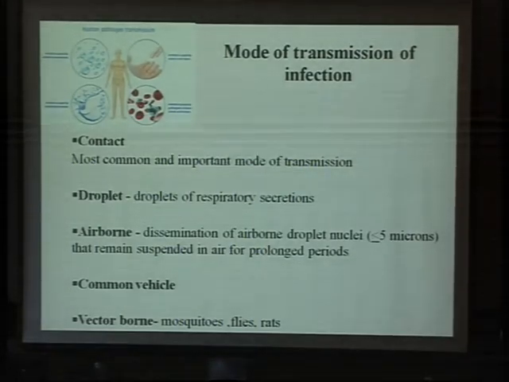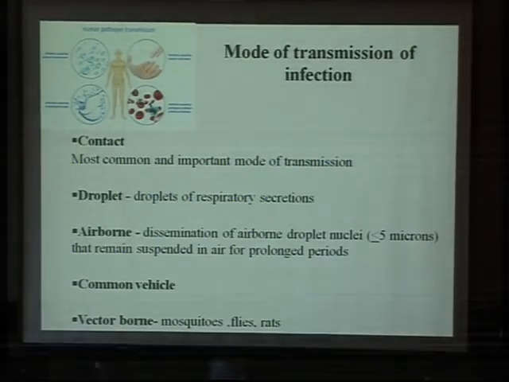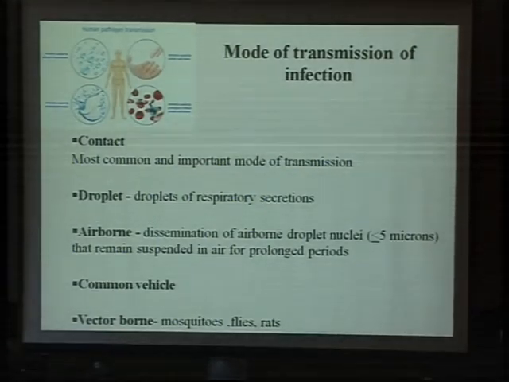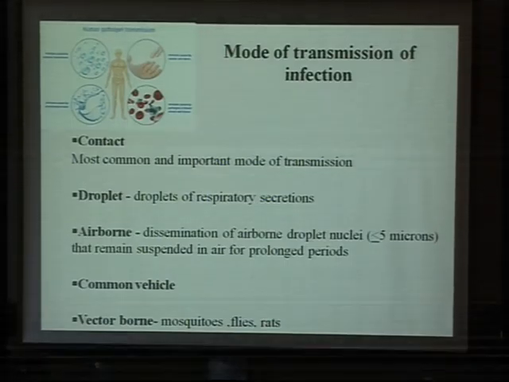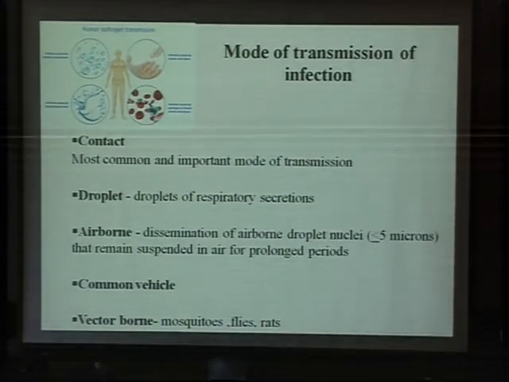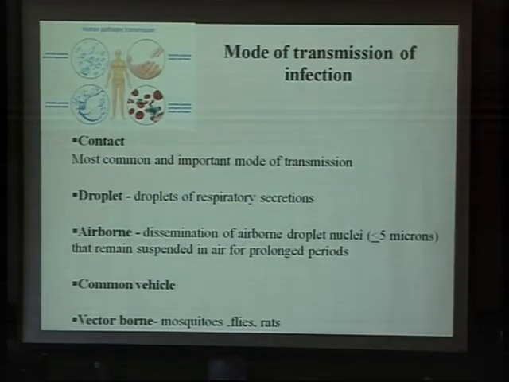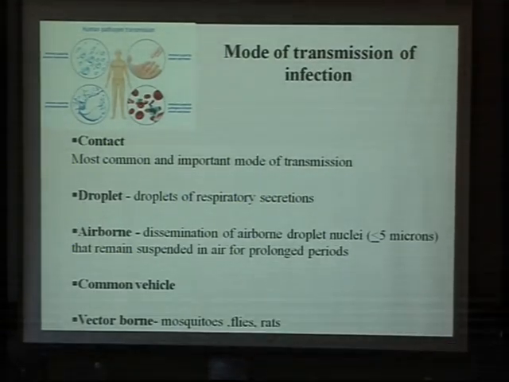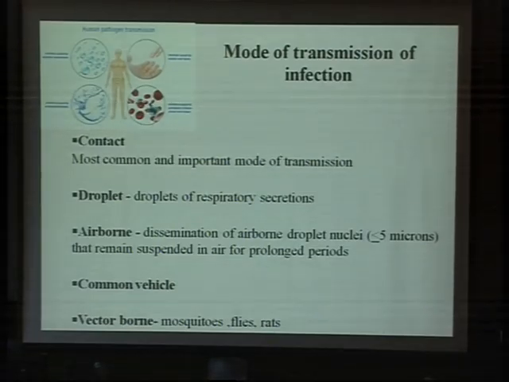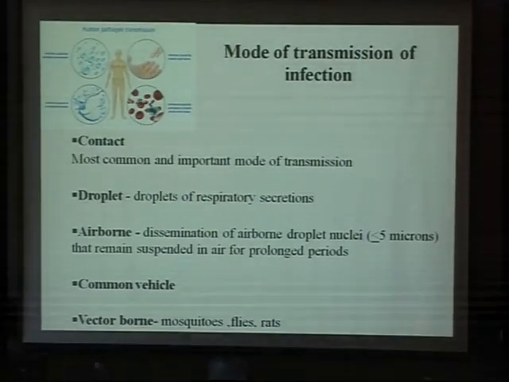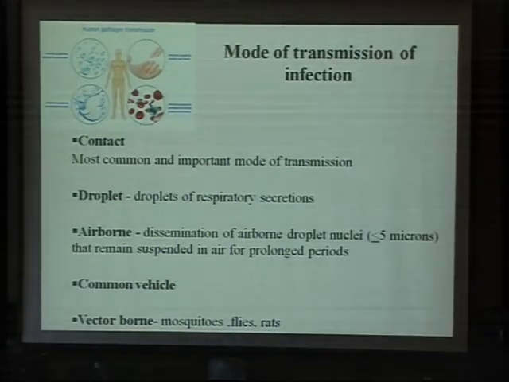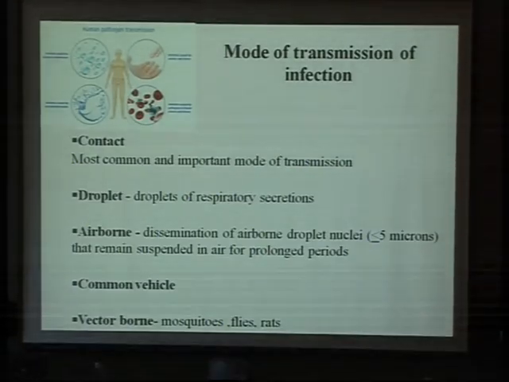If the particle of the pathogen is less than 5 micron, it can float and spread in the environment for a longer time than the droplet. The droplet is a heavy particle that settles in the environment after a time. But airborne particles can disperse all around for a longer time. So the patient with airborne infection requires isolation in a special room with special precautions.